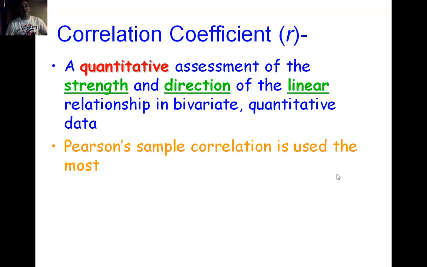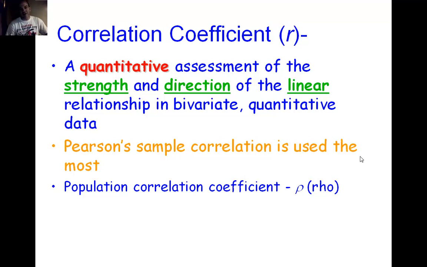Pearson's is probably the most commonly used correlation coefficient. There are others. And it is used to estimate the population correlation coefficient, given the Greek letter rho. You might recall some of the other population values, or parameters, are all symbolized with Greek letters, and then their estimates are given normal letters. So the statistic that we would be using to estimate rho, the population correlation coefficient, is called the Pearson sample correlation coefficient.